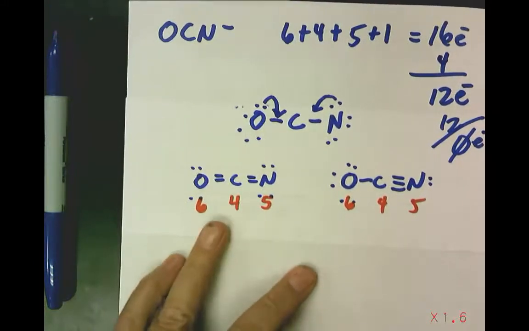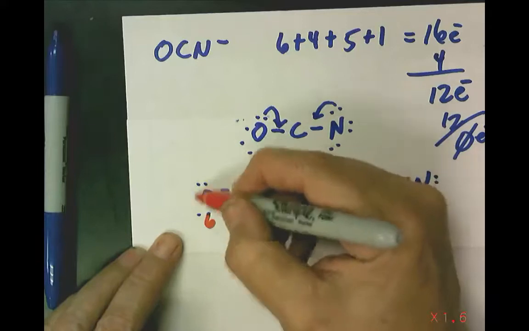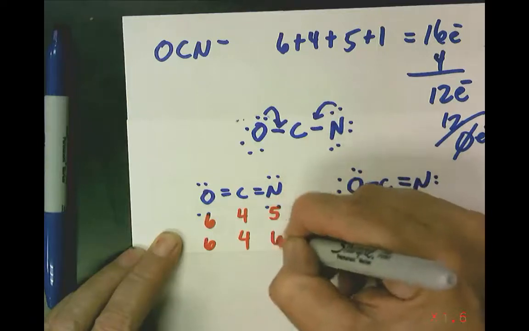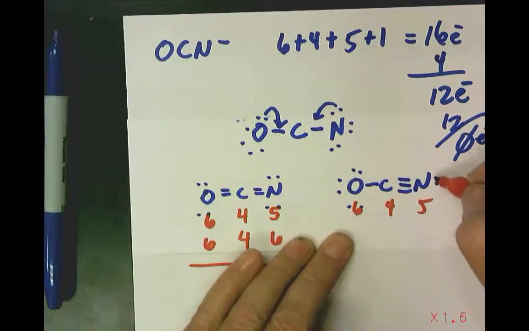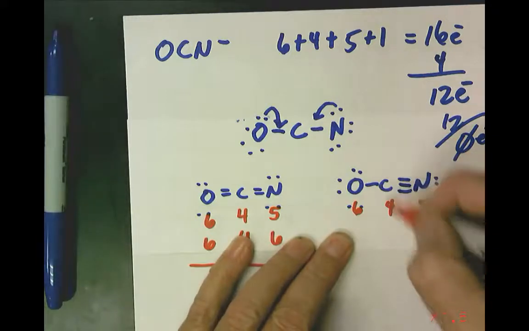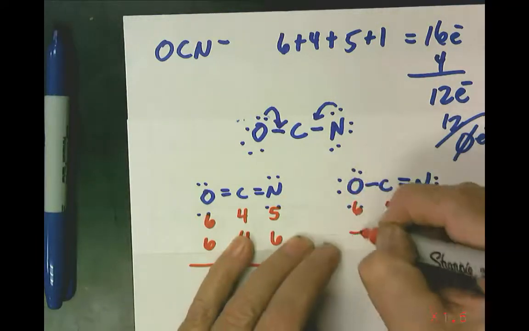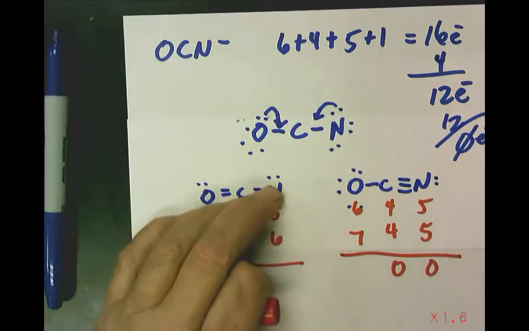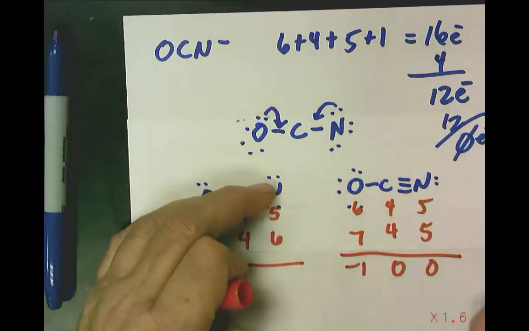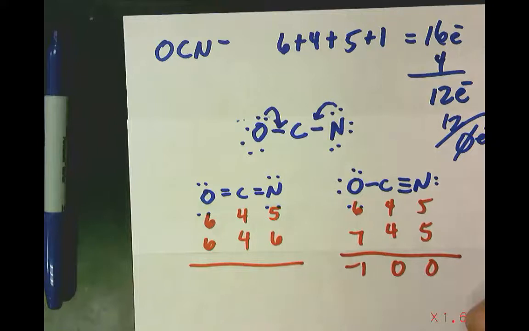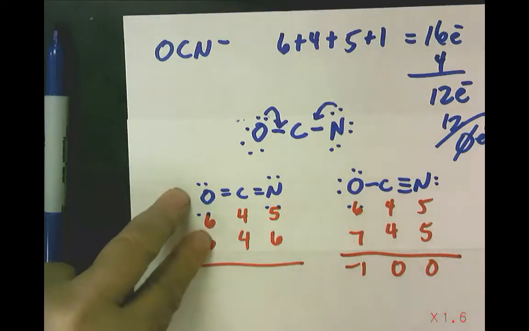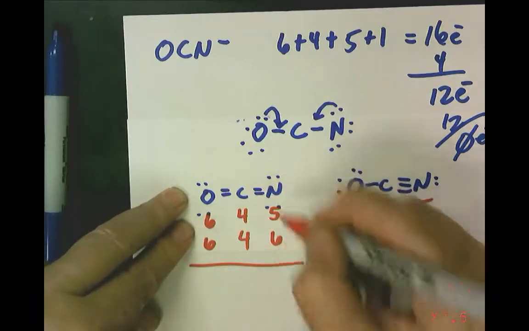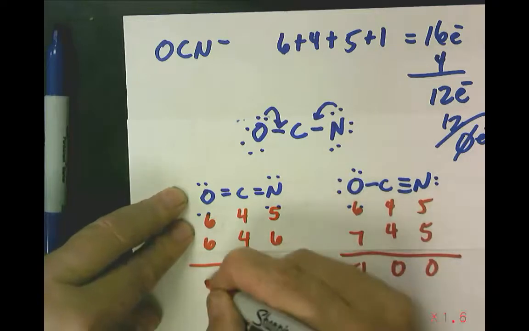Okay, now let's assign electrons. 1, 2, 3, 4, 5, 6. 1, 2, 3, 4. 1, 2, 3, 4, 5, 6. Okay, so let's go 1, 2, 3, 4, 5. 1, 2, 3, 4. 1, 2, 3, 4, 5, 6, 7. Okay, 0, 0. Negative 1. Oh, wait a minute. 1, 2, 3, 4, 5. Oh, yeah, that's right. Okay, 1, 2, 3, 4, 5, 6. Okay, so we've got negative 1, 0, and 0.